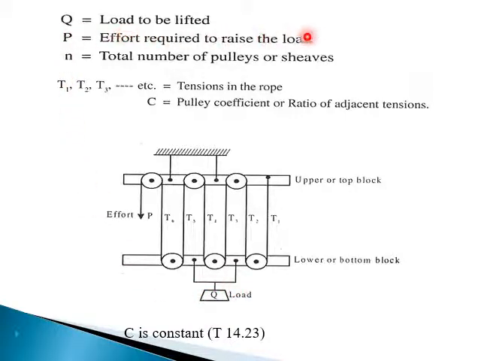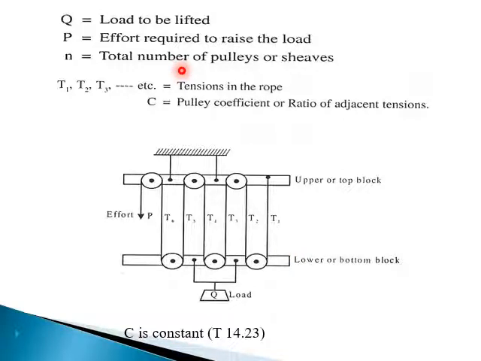P is the effort required to raise the load. This is the effort, nothing but a force, that you apply on the rope. You have seen how a man lifts tons of weight of logs with just one tenth of the effort at the rope. And n is the number of pulleys or sheaves used, so whatever number of pulleys you use is represented by n.